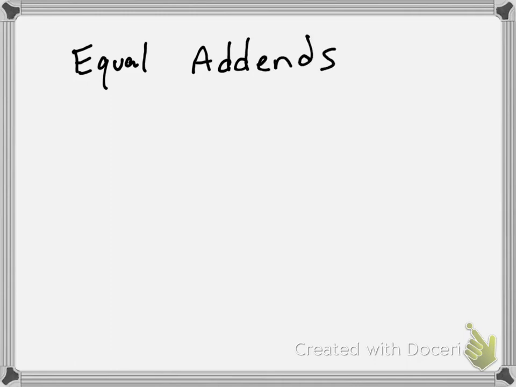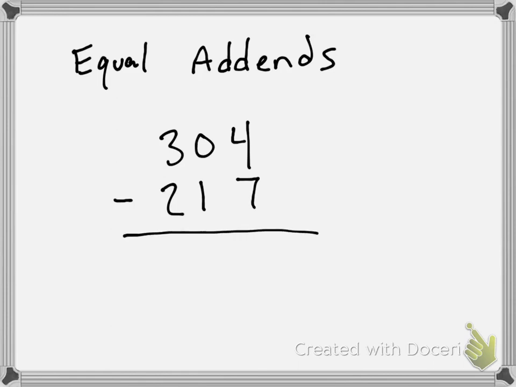What I want to show you is how to do a subtraction problem using a method called equal addends. Right, now to demonstrate this method, I am going to take the number 304, and I'm going to subtract 217 from 304.